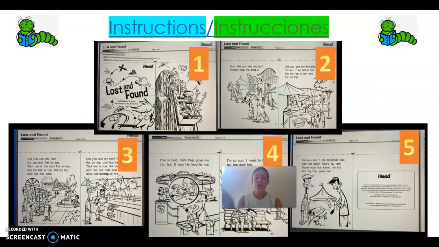This slide shows you exactly how your book should go. You have your pages numbered in order, and then don't forget, we're going to be cutting on the dotted line, and we're going to be folding on the middle solid line to create your book.